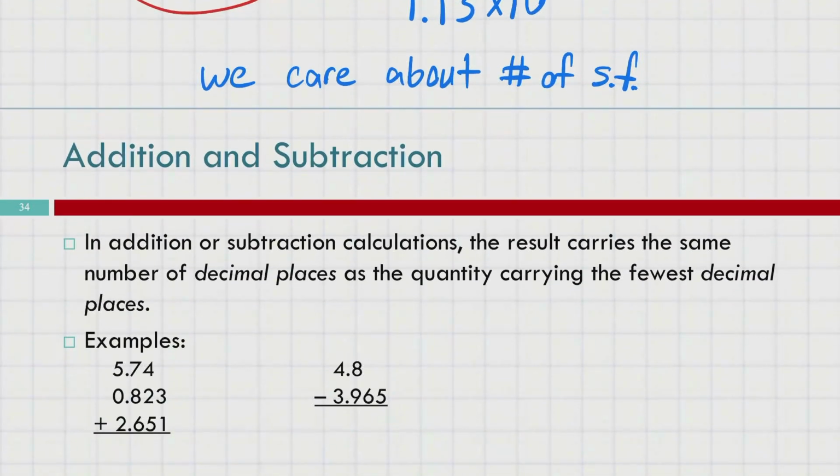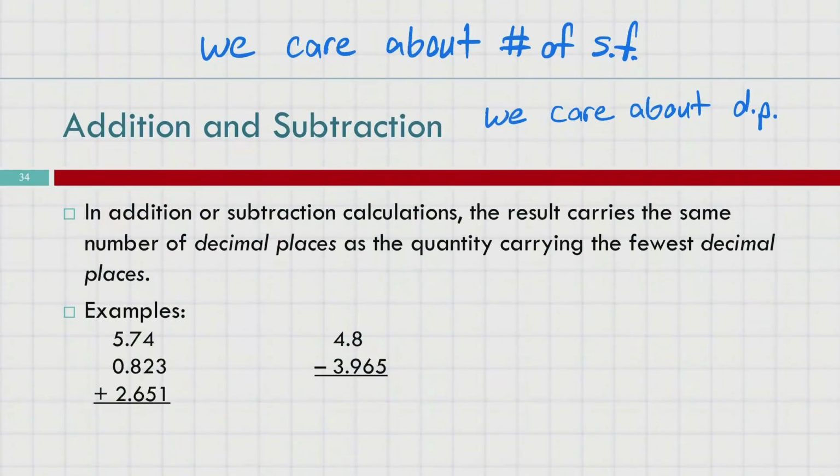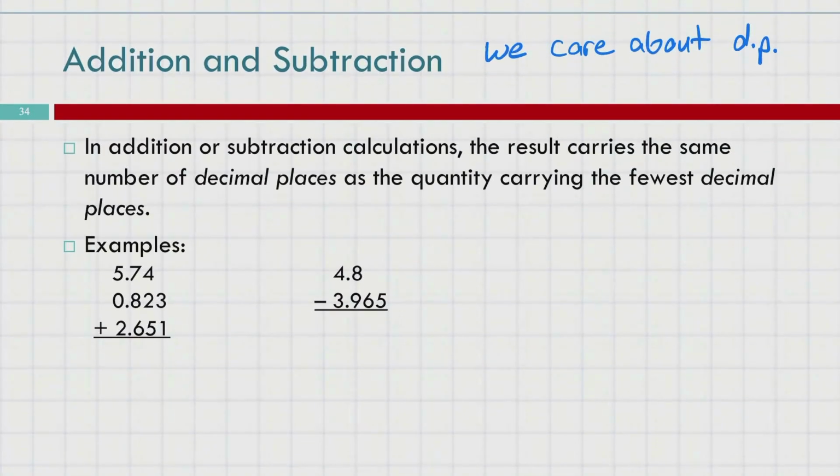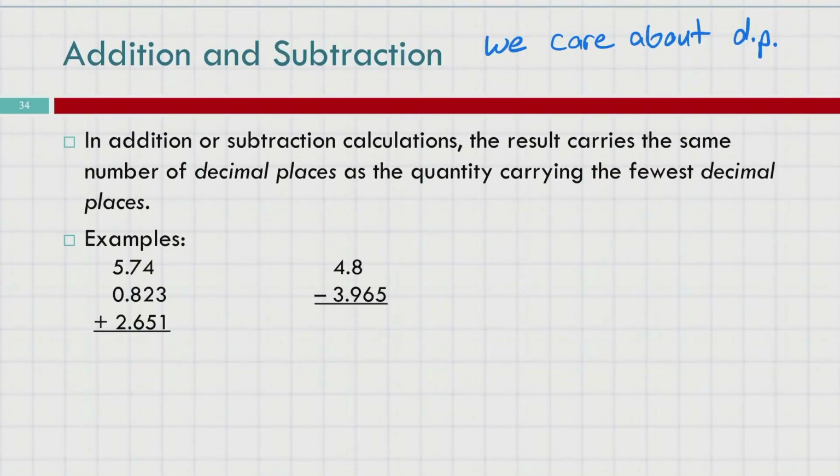For addition and subtraction, we care about decimal places. DP here is decimal places, not Dr. Pepper. We also care about Dr. Pepper, but decimal places is what we're talking about in this case. So in addition and subtraction, the result, what we get out, carries the same number of decimal places.